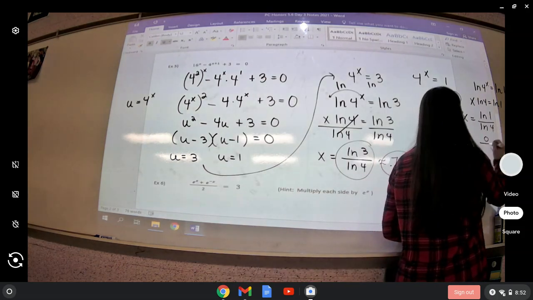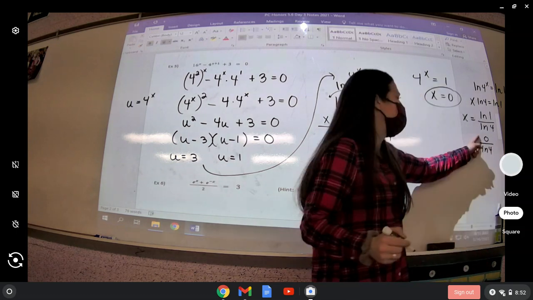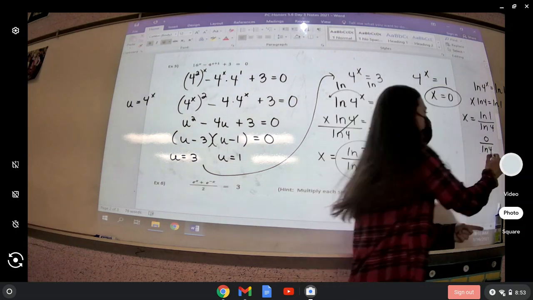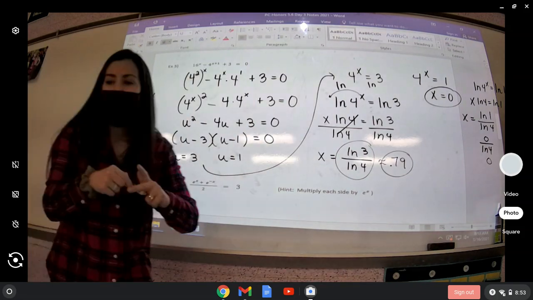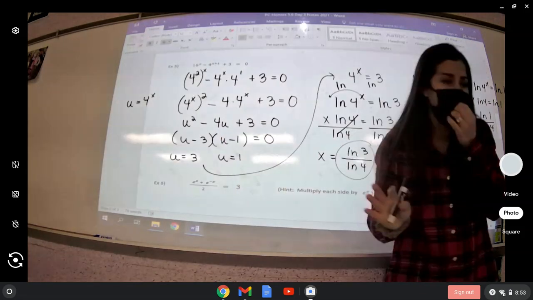So this is literally 0 divided by the natural log of 4. What's 0 divided by any number in the entire world? You still get 0. Okay? All right, how do we feel? Basic enough? We okay? Everybody's good?